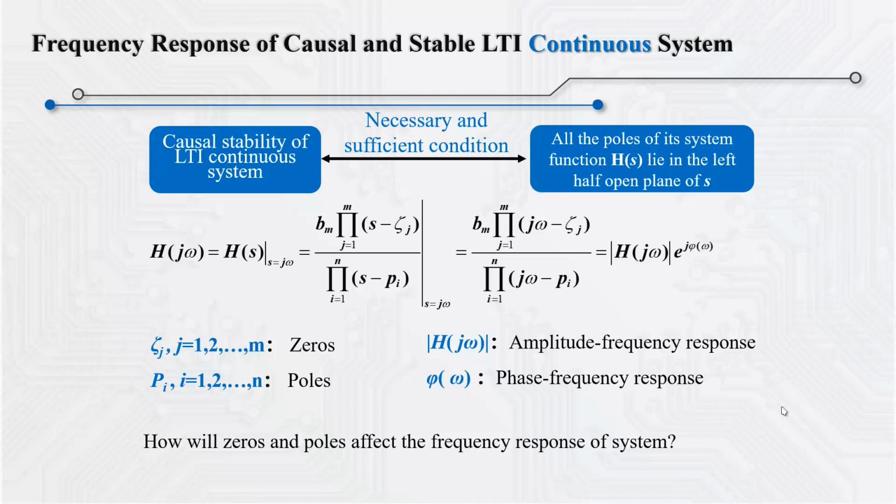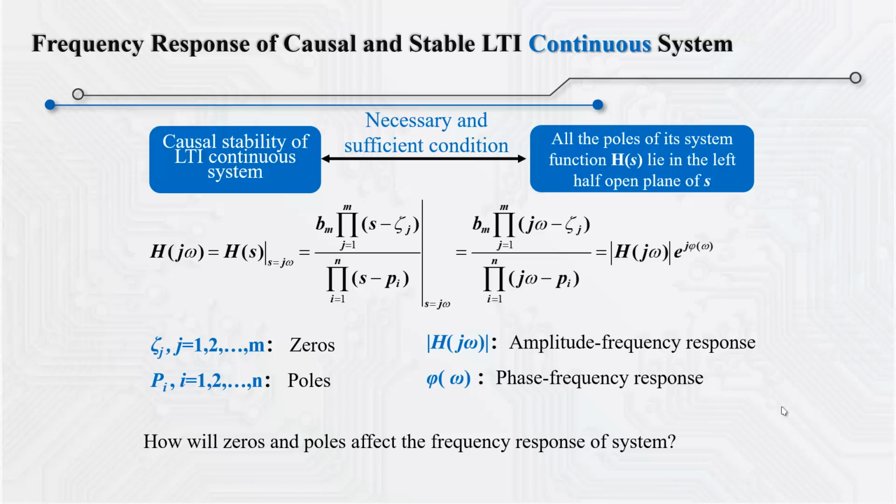First, let's take a look at a continuous LTI system that satisfies both causality and stability. The necessary and sufficient condition for a continuous LTI system to be causal and stable is that all the poles of its system function should lie in the left open half of the plane S. In this case, the frequency response of the system can be obtained directly by replacing the S in the system function with j omega.